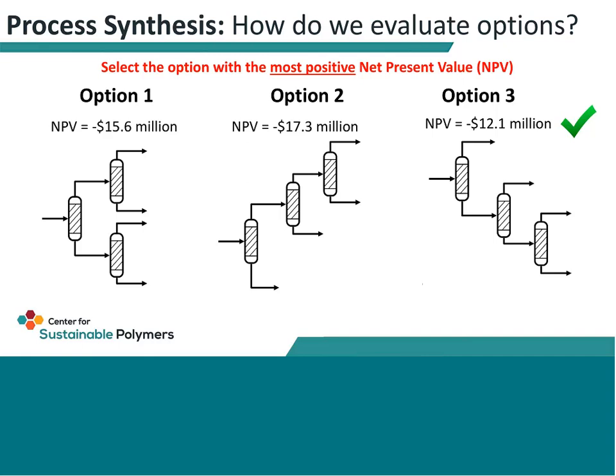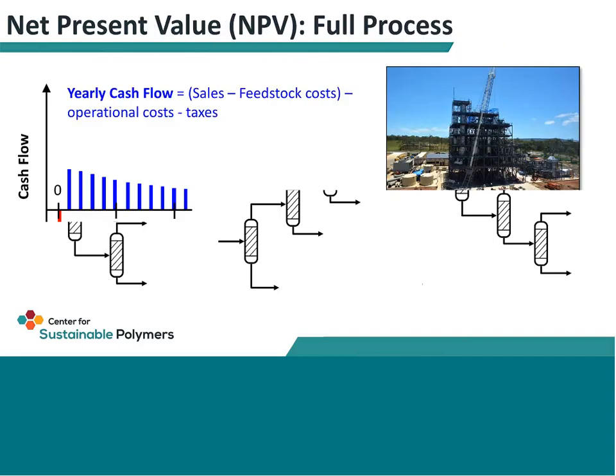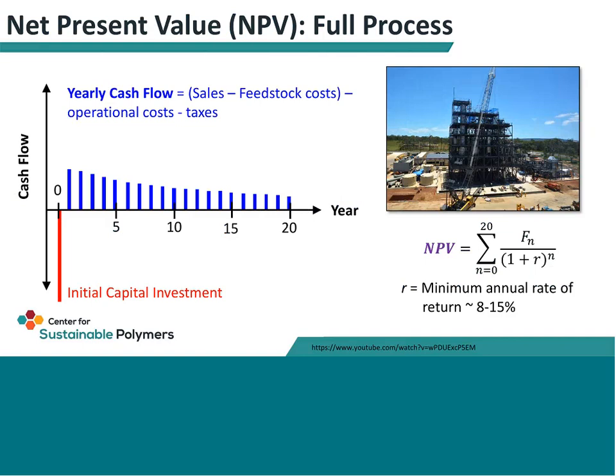Now each of these options here are costs for the overall system. So I want to pick the one that loses the least amount of money. And in this case, option 3, with a net present value of only losing $12.1 million, is much better than option 1 or option 2. So that allows me to select, if I'm only limiting myself to optimizing this particular combination, option 3. Now that's a very simple small-scale system. The question becomes, what happens when I think of an entire process?